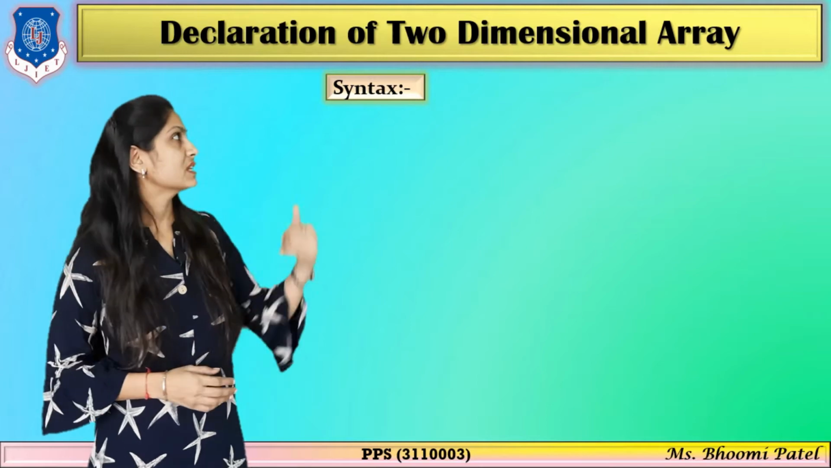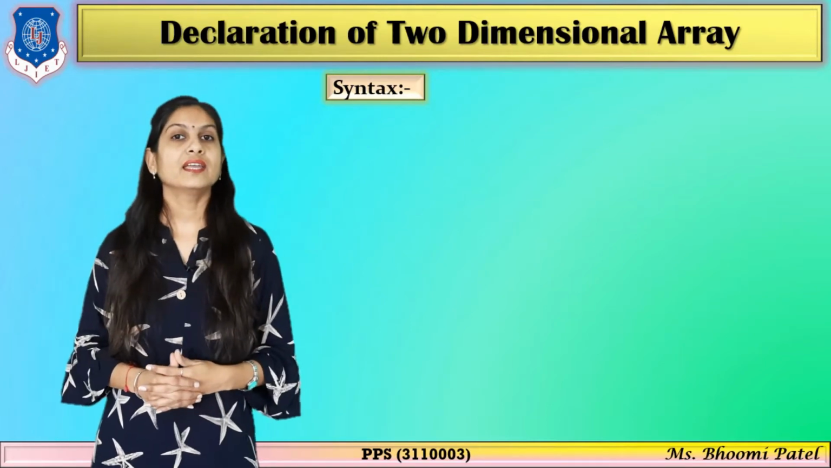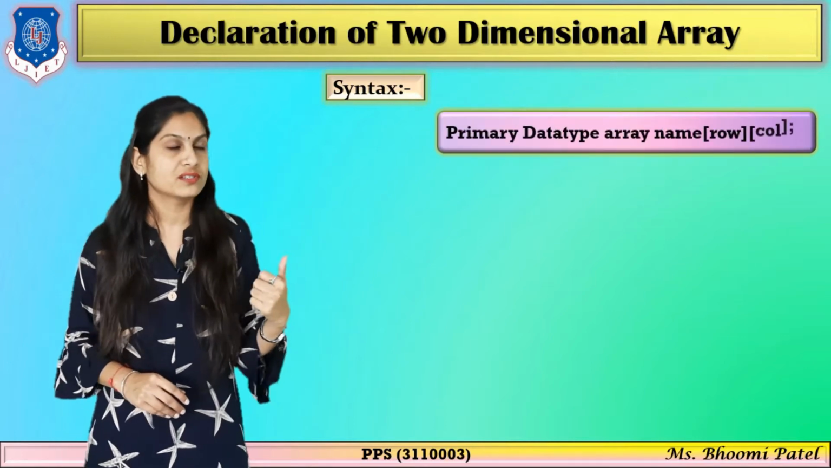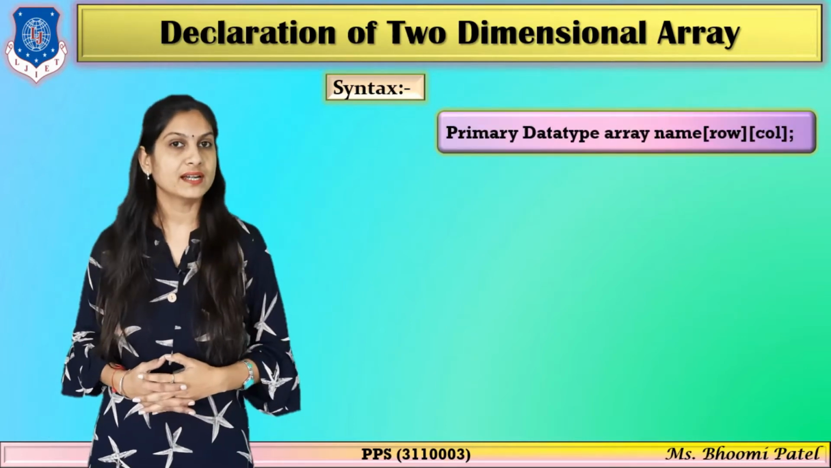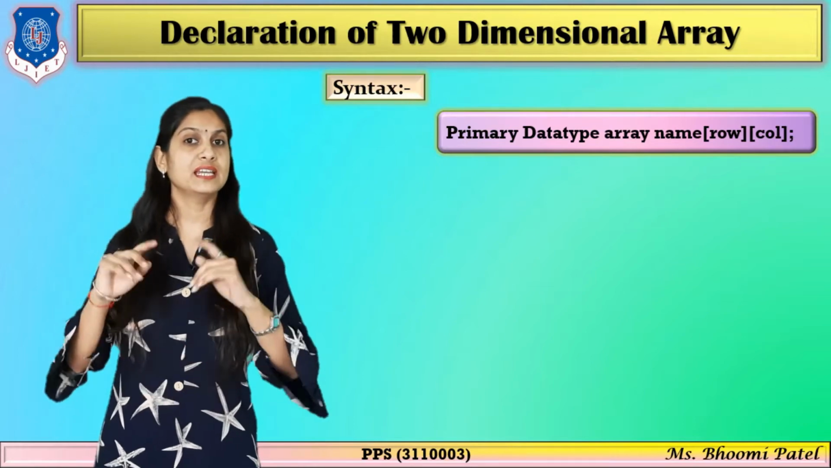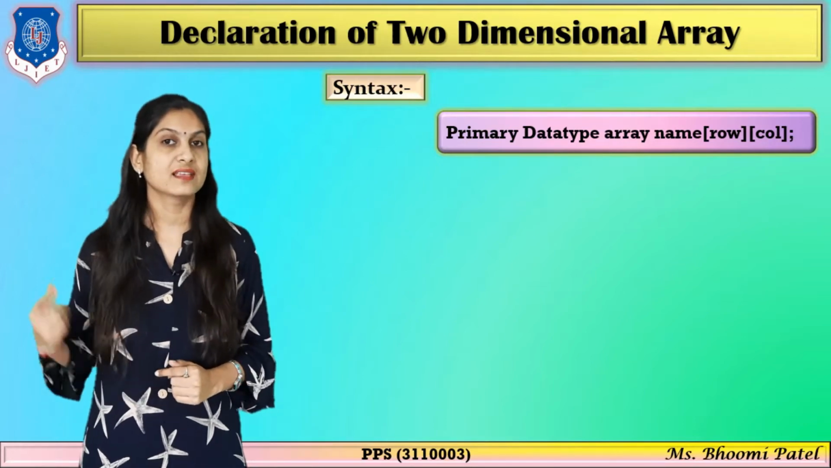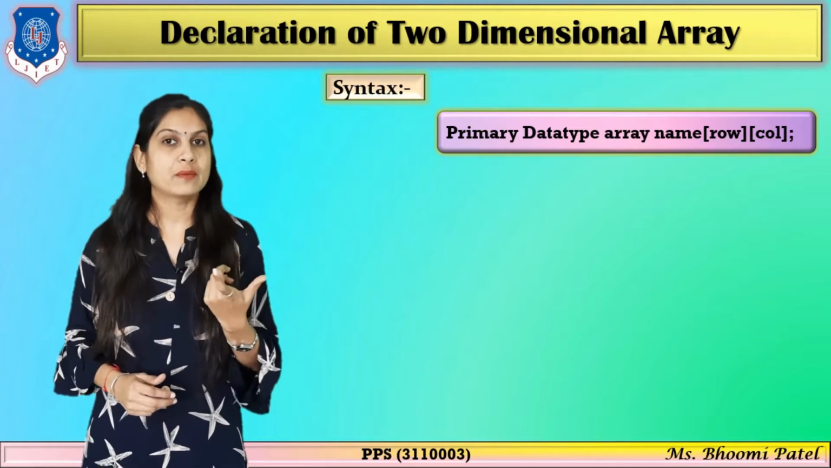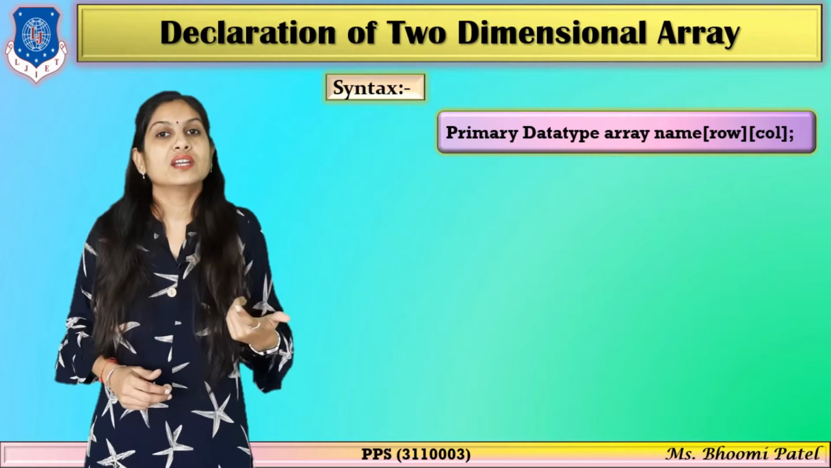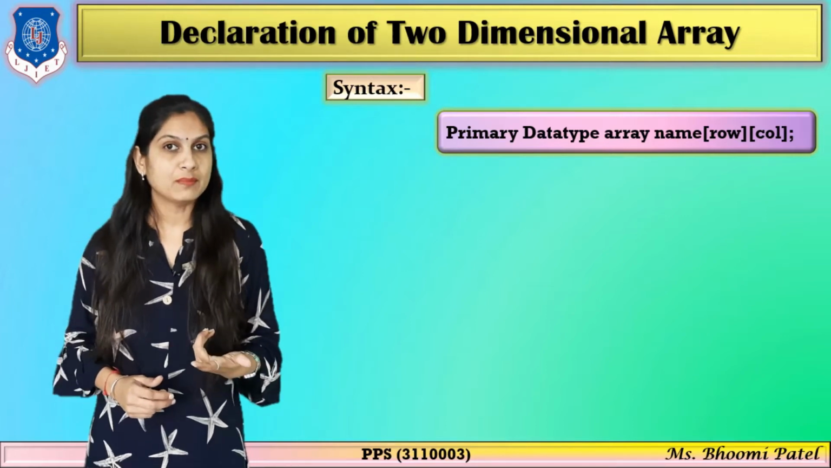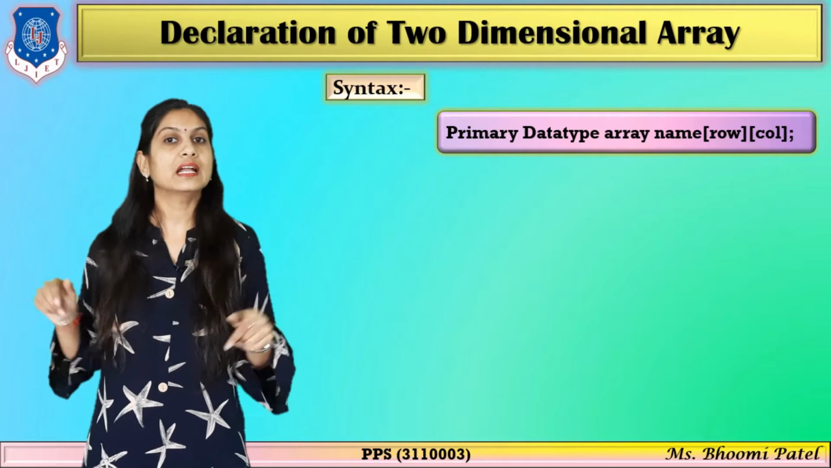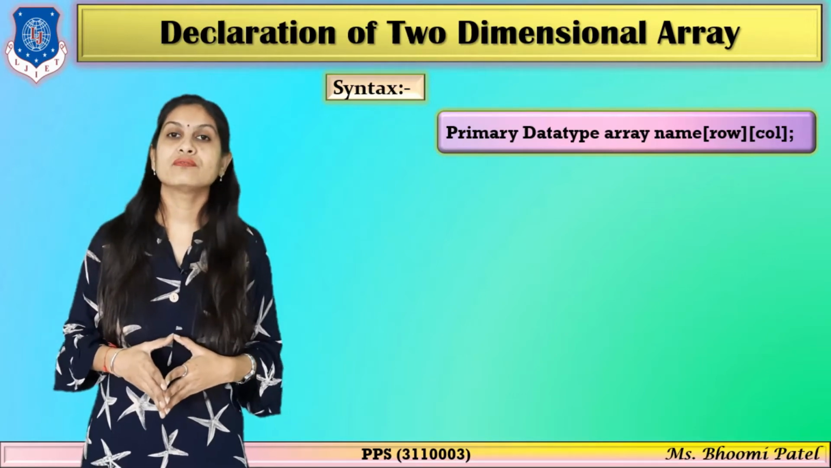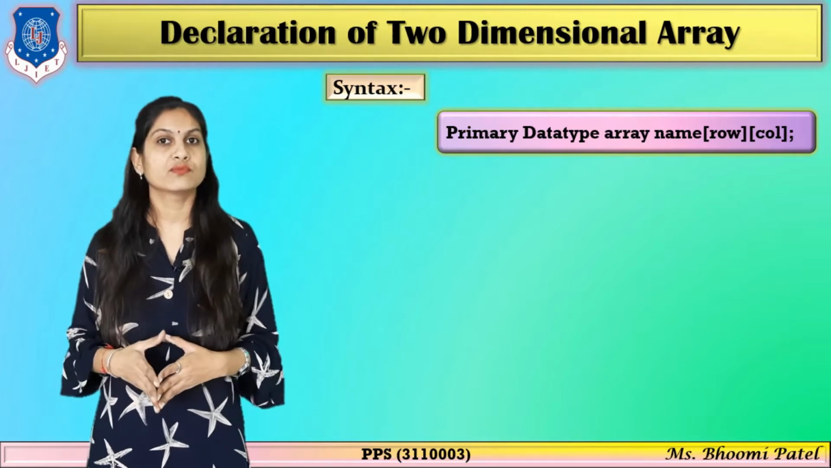For that we have to start with the syntax for declaring a two-dimensional array, and the syntax is similar to one-dimensional. First we write the primary data type, and then in square brackets first the row size and then the column size. Here you can see there are two square brackets, which indicates we are converting from one-dimensional to two-dimensional array. If you write just a single square bracket, then it is a one-dimensional array, and always the first size is for the row and the second is for the column.